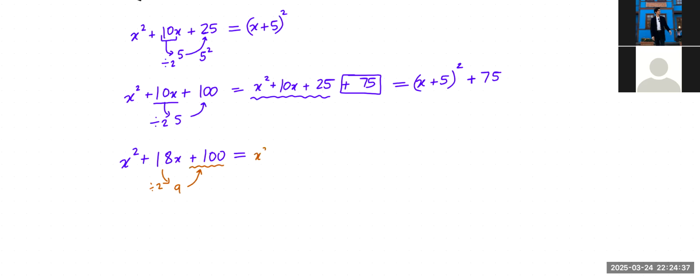So what should I do? I should write down x squared plus 18x plus 81, but to make this a complete 100, I need to add what? Add 19. Exactly. So I have a 19 here, so that the whole thing stays 100. But I have completed the square.